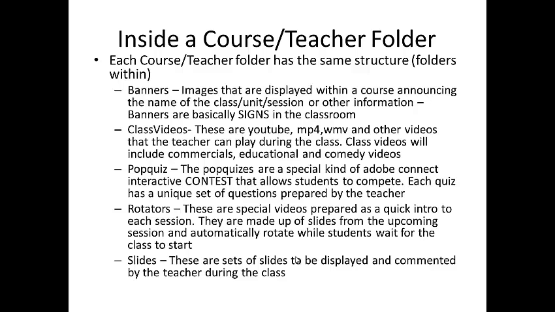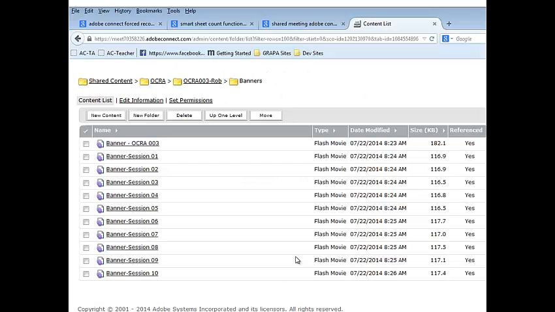Okay, so this is what the banner folder should look like. You can see they're Flash. They're called banner session 1, 2, 3, 4, 5, and since it's in the OCRA folder, we know that's where the banner belongs. And you can see that they're Flash movies, and you can see the size is about 100 kilobytes, so they're pretty small, lightweight.